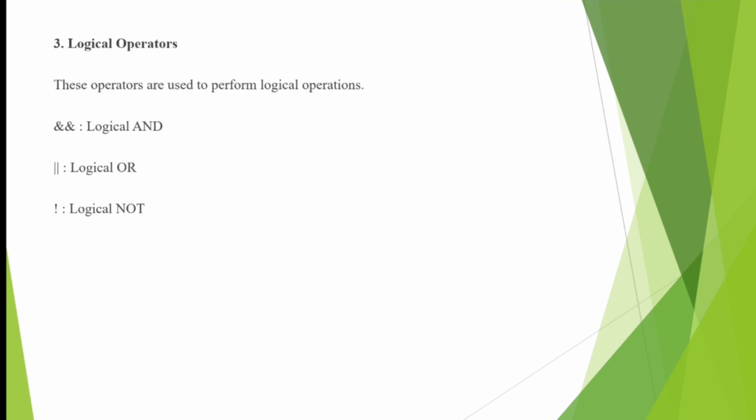And the next operator is called logical operator. These operators are used to perform logical operations. So here the three logical operators are: logical and, logical or, and then logical not. Here the ampersand symbol is called logical and, the line symbol is called logical or, and the exclamation symbol is called logical not.